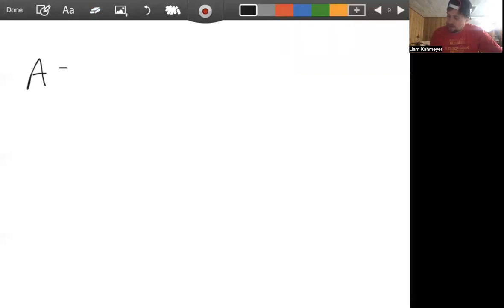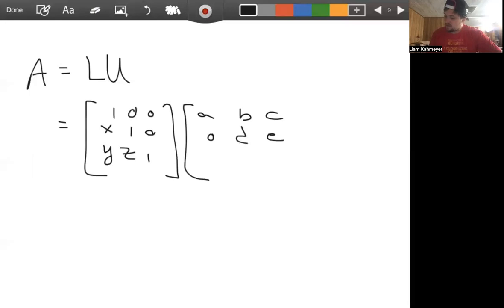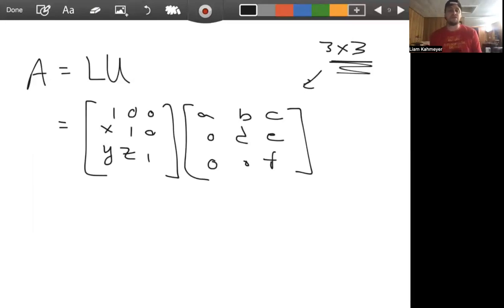you can express it as the product of a lower and upper triangular matrix, where here this is going to be something like 1, 1, 1, X, Y, Z. So I'm writing this in the case of a 3 by 3. And then A, B, C, 0, D, E, 0, 0, F. This is an LU factorization of a matrix. It's where you express a matrix as a product of a lower triangular and an upper triangular matrix.